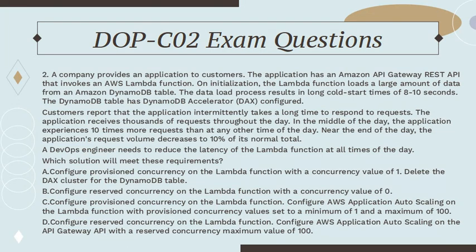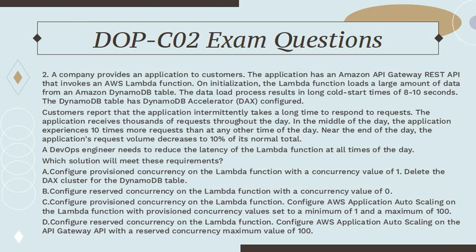Customers report that the application intermittently takes a long time to respond to requests. The application receives thousands of requests throughout the day. In the middle of the day, the application experiences 10 times more requests than at any other time of the day. Near the end of the day, the application's request volume decreases to 10% of its normal total. A DevOps engineer needs to reduce the latency of the Lambda function at all times of the day. Which solution will meet these requirements?